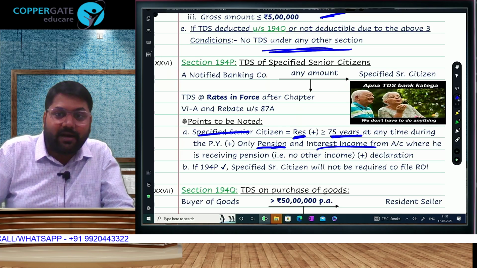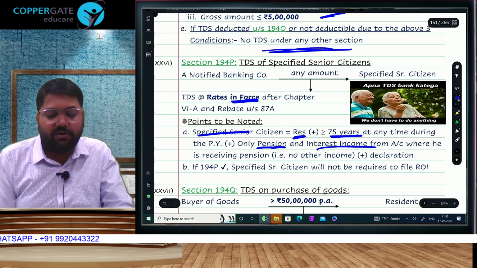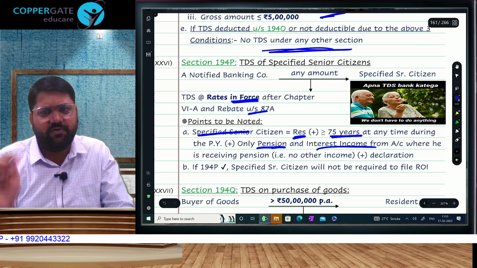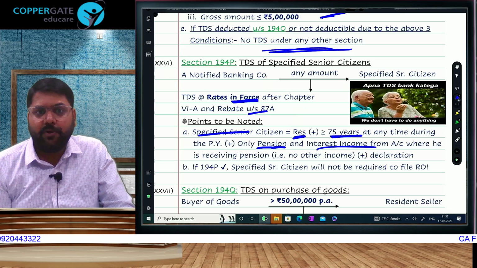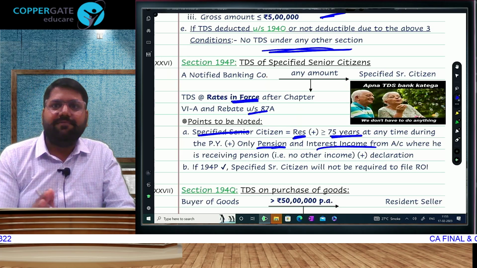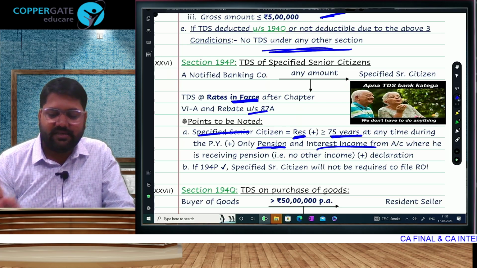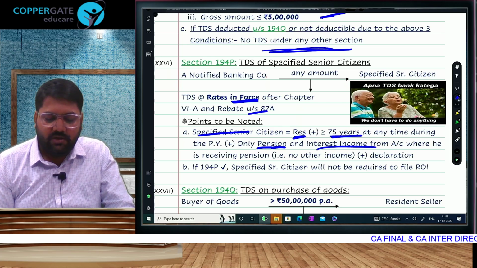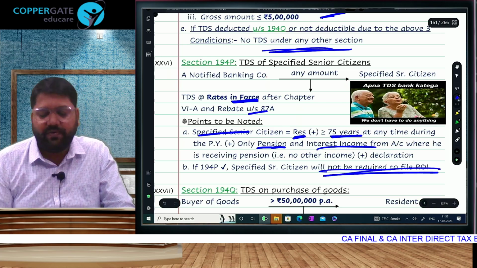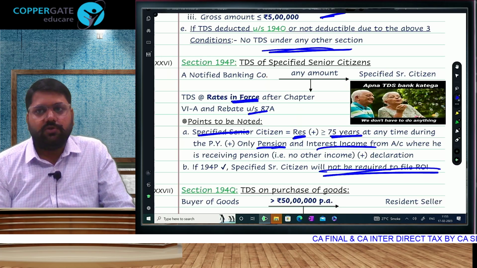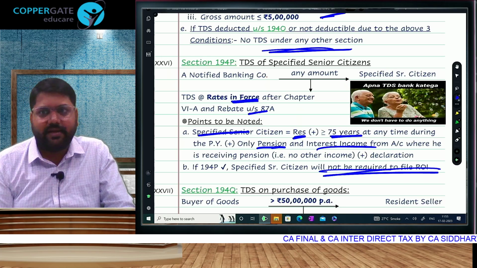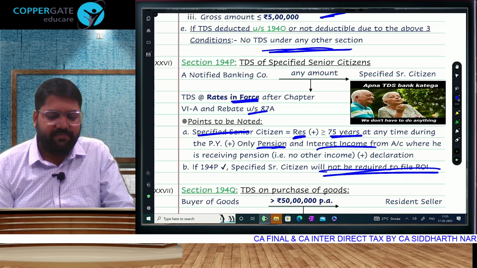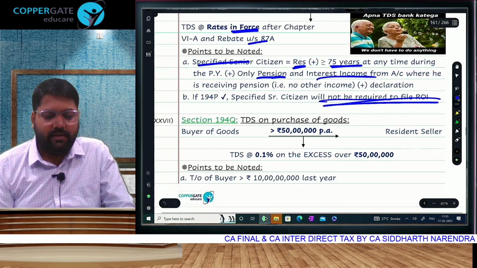Then what will the bank do? The bank will deduct your full tax, including your rebate, and give you deduction. Bank will compute like employers compute for salaried employees. Bank will deduct full tax, and then the senior citizen can just relax, enjoy, no need to do anything. In fact, no need to file return of income. Also, basically, the senior citizen's entire liability and responsibility will be handled by the bank itself.